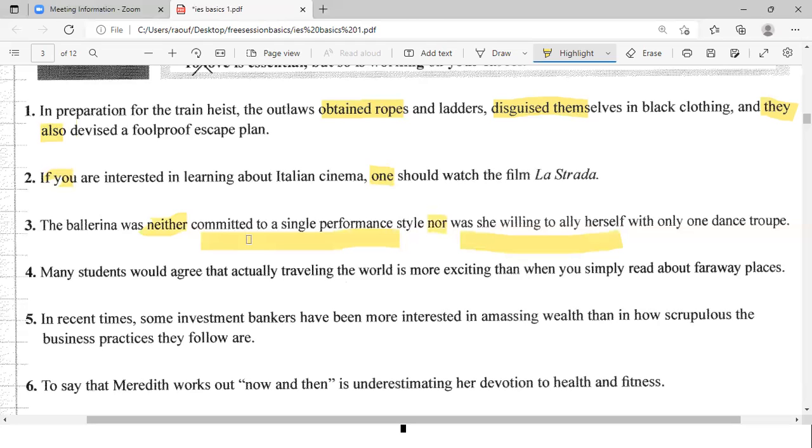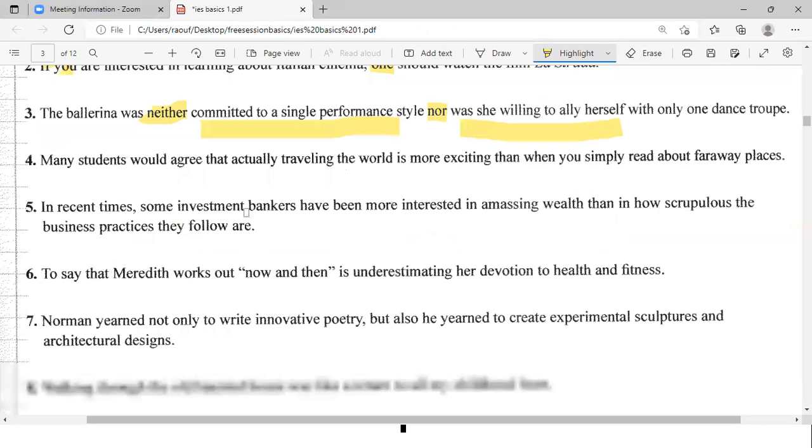Remove "was" and "she". Yes, so the sentence should read, the ballerina was neither committed to a single performance style nor willing. So in that case, I will have neither adjective nor adjective, neither committed nor willing. I don't need a subject and a verb after "nor" because I don't have them after the word "neither". Clear?